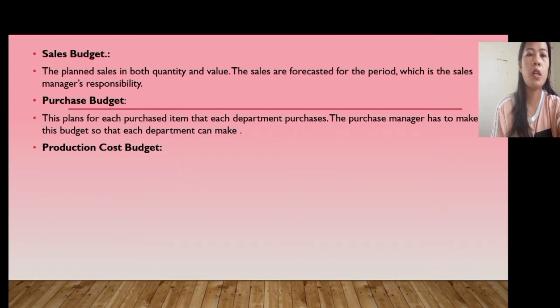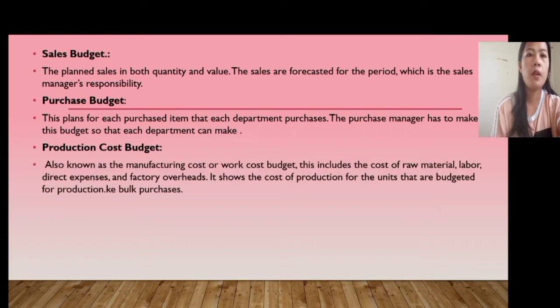Next is the production cost budget. In the production budget, it talks about the numbers of production needed to be made and the production capacity. The production cost budget talks about manufacturing costs, or the allocation of money needed in the production budget. The cost of raw materials, labor, direct expenses, and factory overheads. That shows the production for the units that are budgeted for production.